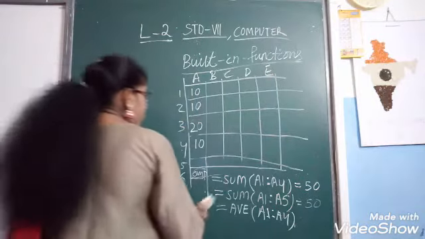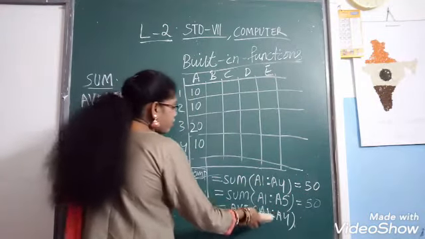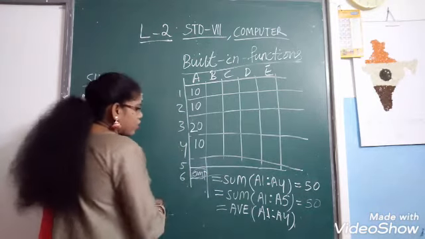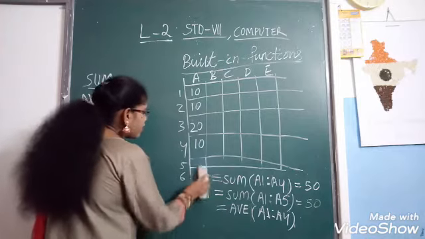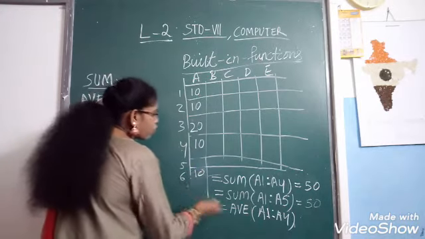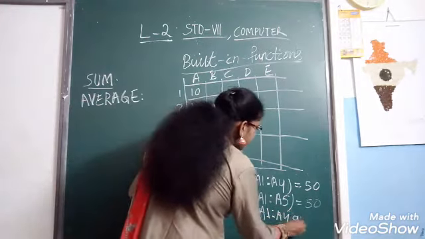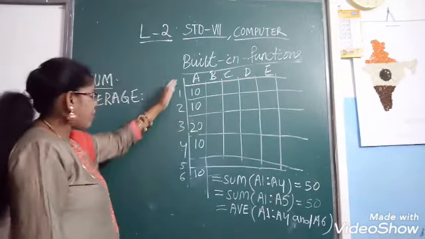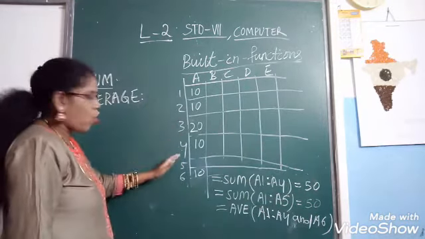Suppose you are writing A1 to A4 and one more cell is there. Suppose you want to bring 6 cells, and here 10 is there. So you can write up to A6. Then it will calculate the average. It will add all the values and divide by the total number of cells, and the calculation of the average will be done automatically.